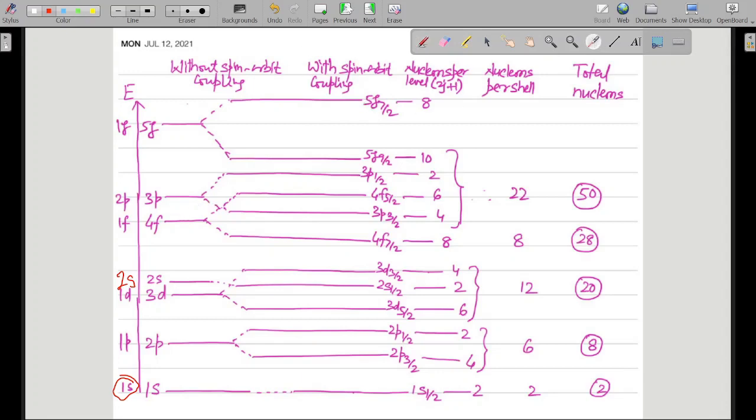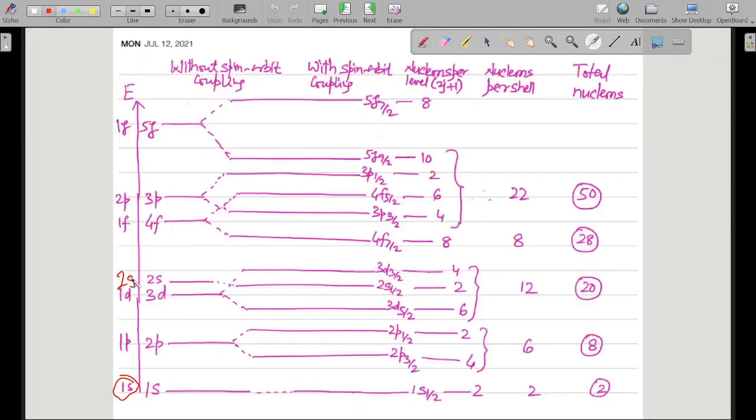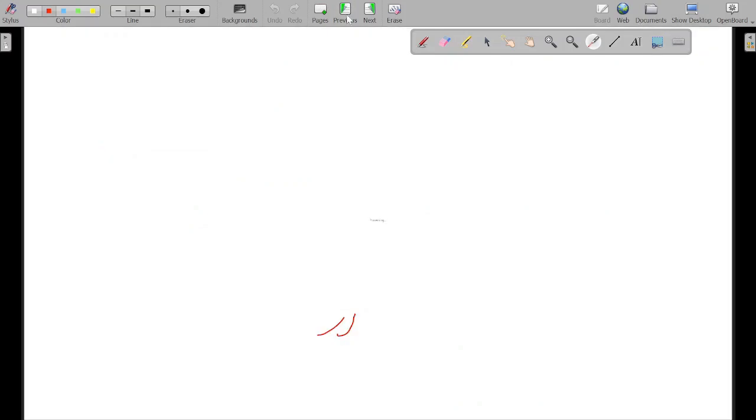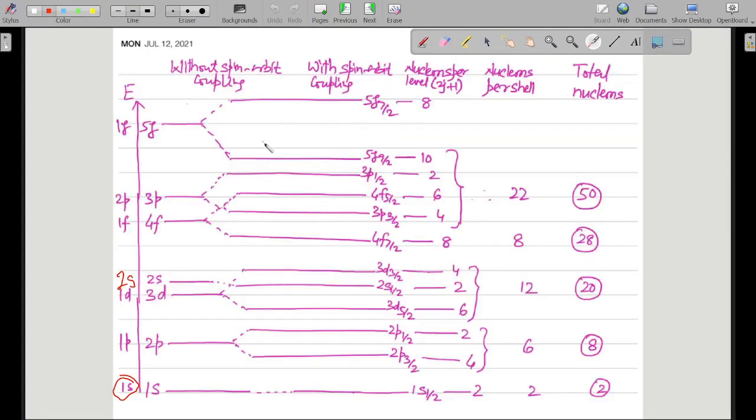Then after S we have F, but this F is being encountered the first time, so it will be 1F. Then after F we have P, but this will be 2P. Why? Because P has already been encountered once and this P is being encountered the second time.